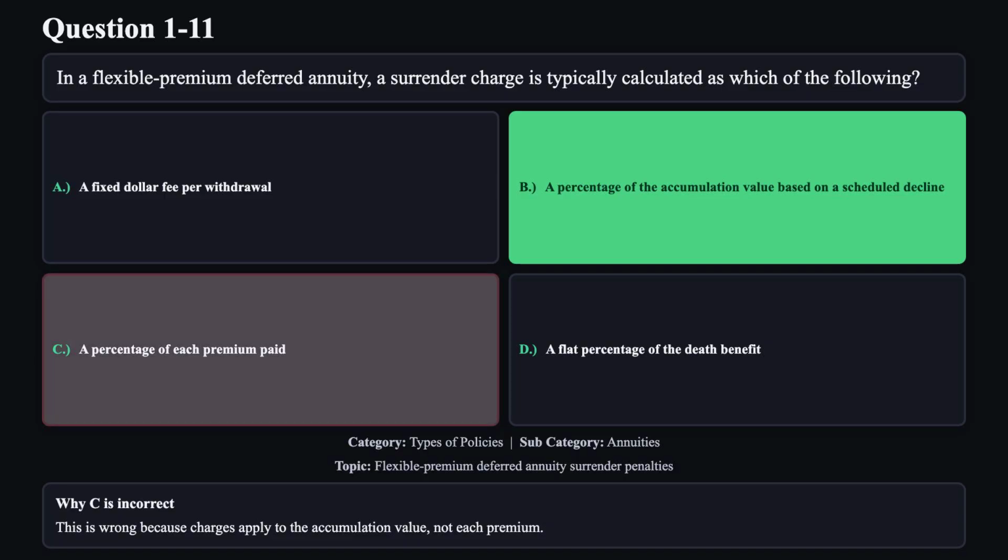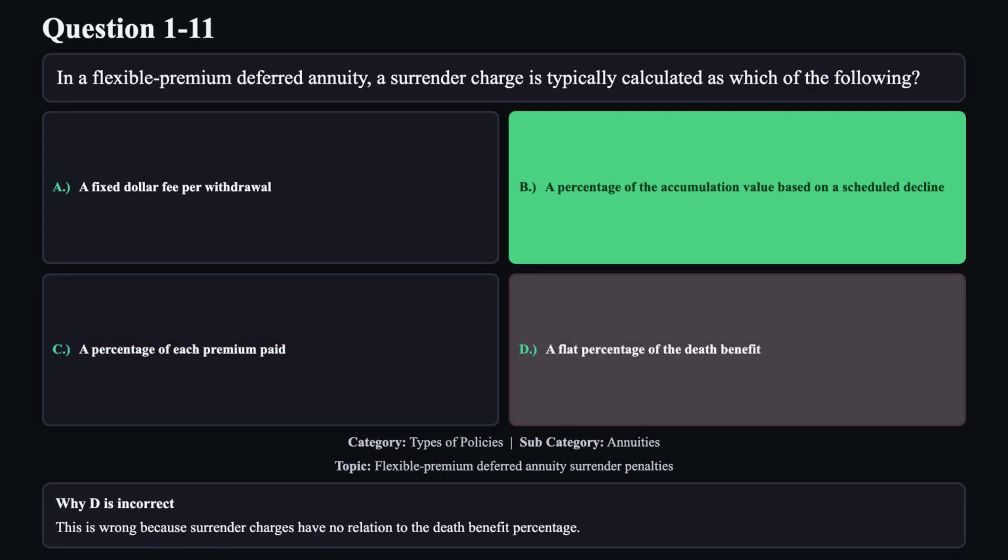Reason C is not correct. This is wrong because charges apply to the accumulation value, not each premium. Reason D is not correct. This is wrong because surrender charges have no relation to the death benefit percentage.